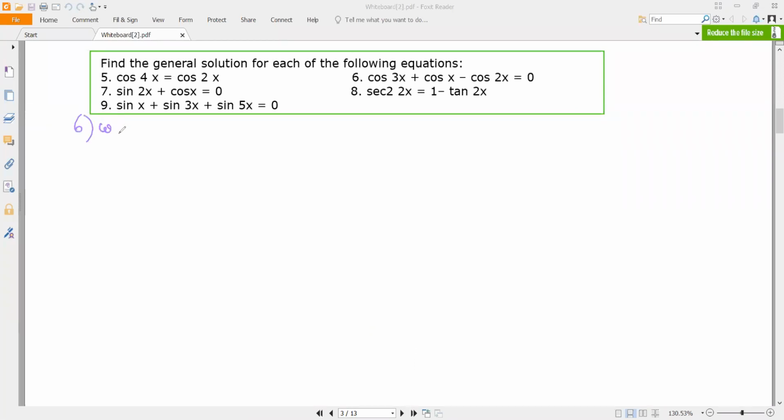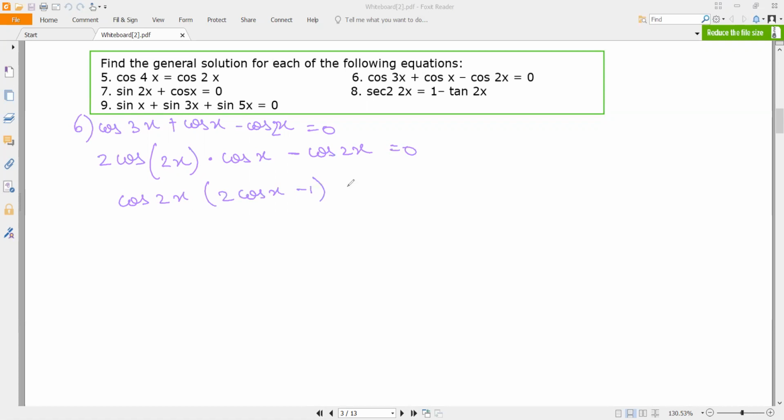Sixth, cos 3x plus cos x minus cos 2x is equal to 0. This is the equation that is given to you. Here you have cos, you can apply cos a plus cos b, which is 2 times cos of a plus b by 2, 3x plus x is 4x divided by 2, which is 2x, into cos of a minus b by 2, which is 3x minus x, 2x upon 2, is cos x, minus cos 2x is equal to 0. Taking cos 2x common, you have 2 cos x minus 1 is equal to 0.